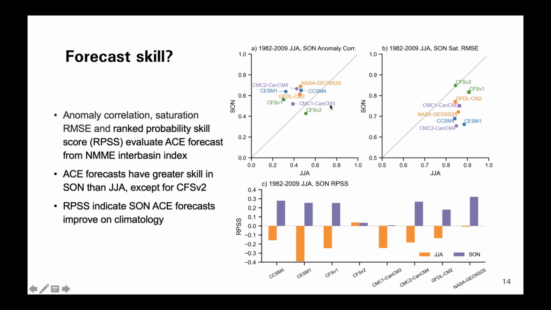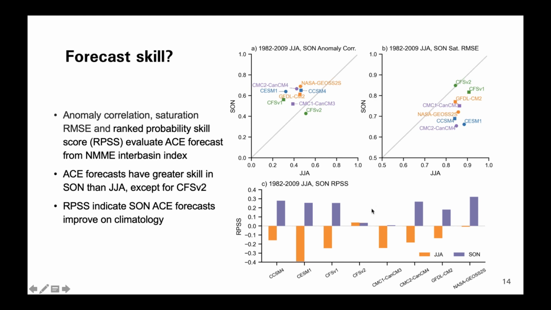So in JJA, all the model skills are generally worse than in SON, except for the CFSv2 model scores. And this is perhaps due to the reduced potential predictability of Nino 3 and Atlantic MDR SSTs that occurs during JJA relative to SON. Anomaly correlations of each NMME model are lower in JJA than SON, except for that CFSv2 model. But the root mean squared error never becomes saturated for any model in the early season.